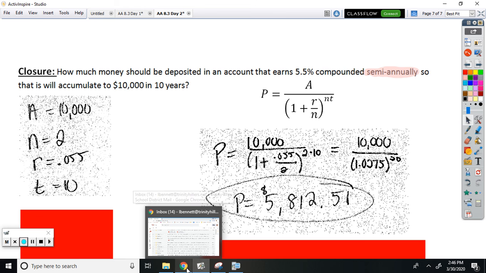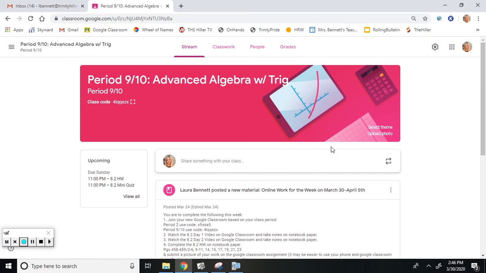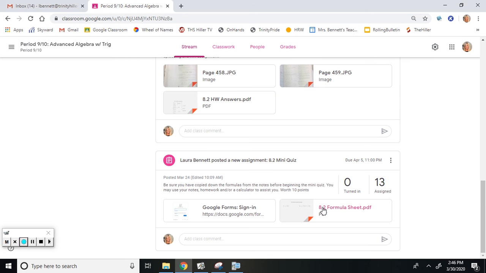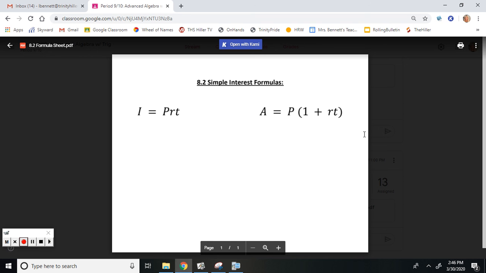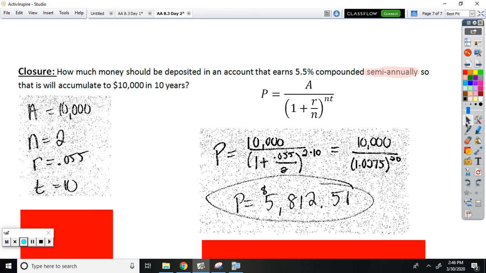So again, when you guys are doing your mini quiz, I don't have the 8.3 one up yet, but I'll show you guys on the 8.2 quiz. I will put the formula sheet attached right next to the sign-in, so if you want to open that up in a separate window while you're taking it, this is the 8.2 formula sheet, but I'll be posting the 8.3 along with this video. You can have those open in 2 separate windows while you're taking the mini quiz, if that helps. So make sure you complete the 8.3 assignment as well as the 8.3 mini quiz.